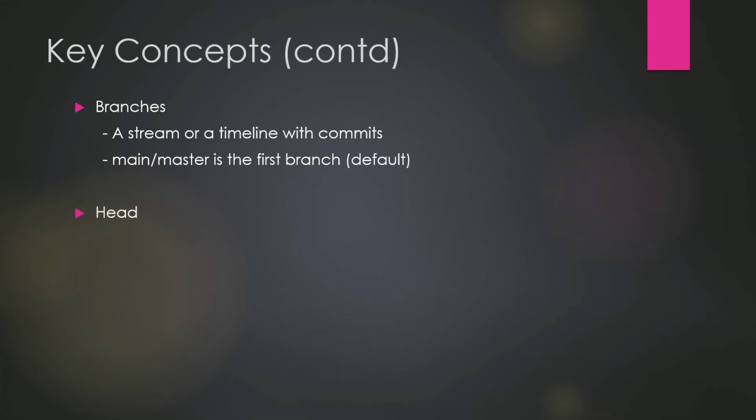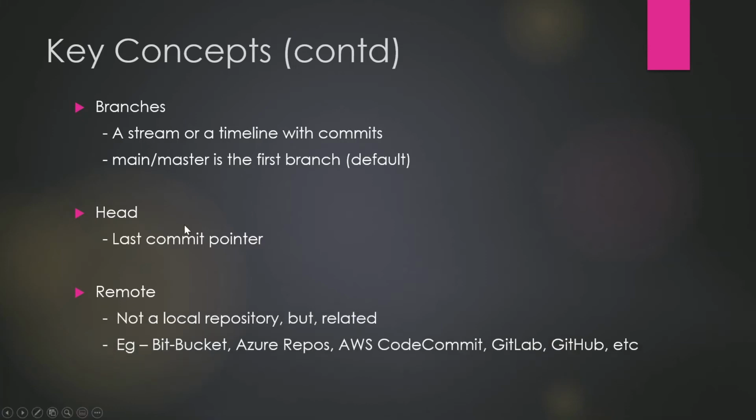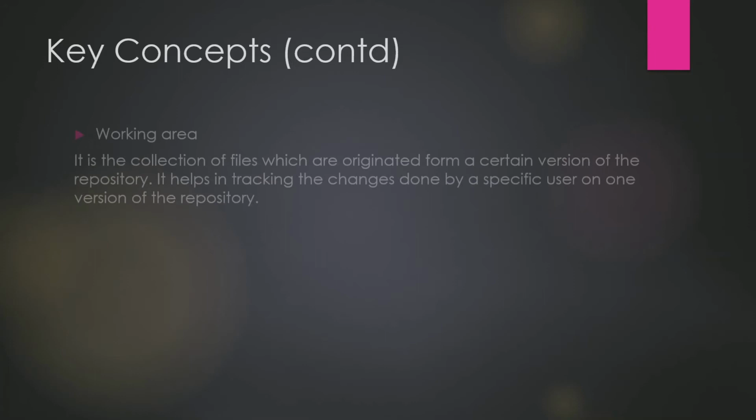Next is head. Head is a pointer to the last commit on the current branch. Next is remote. Remote is a pointer to a related repository somewhere that's not local, so possibly within our own network. For example, you have Bitbucket, Azure Repos, AWS CodeCommit, GitLab, GitHub, etc. We'll talk about GitHub later in the course. Let's move on to the next slide.